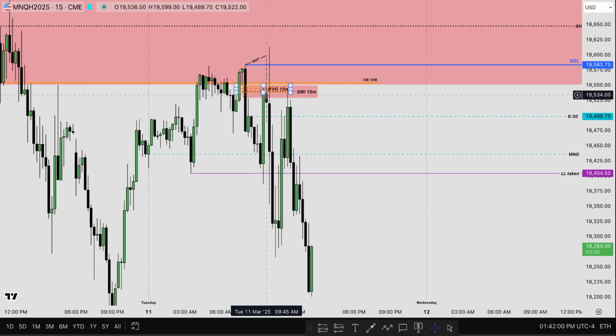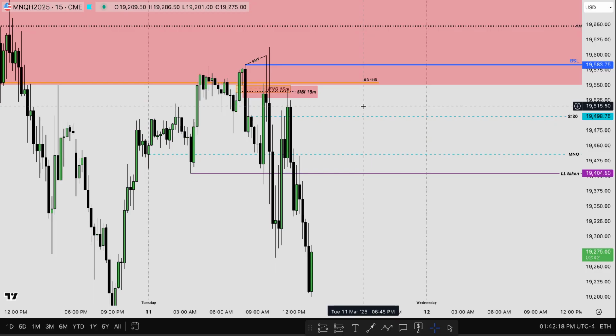Which, like you can see, the bodies are just respecting consequent encroachment, and the wicks are just doing damage, which is exactly what I want to see. And all this movement up here, this is where I was going short. Okay, this right here, I was going short on this wick, and then got stopped out by this wick. Which you'll see on the lower time frames again.